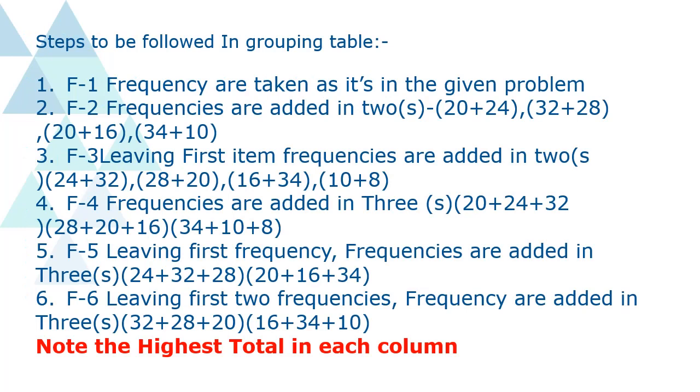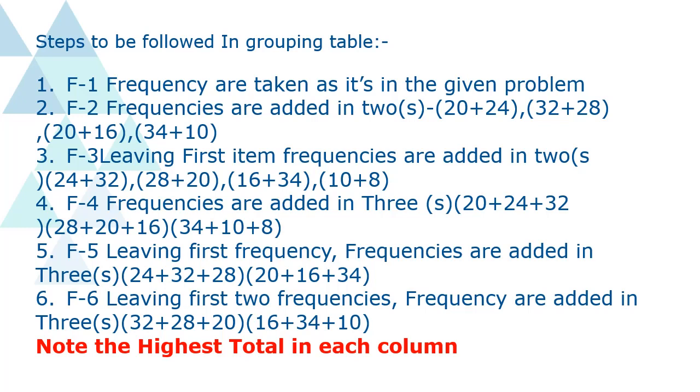The steps followed in the grouping table for the illustration are: in F1, frequencies are taken as it is in the given problem. In step 2, F2, frequencies are added in twos, 20 plus 24, 32 plus 28, 20 plus 16, 34 plus 10. In F3, leaving the first item, frequencies are added in twos, 24 plus 32, 28 plus 32, 16 plus 34, 10 plus 8.